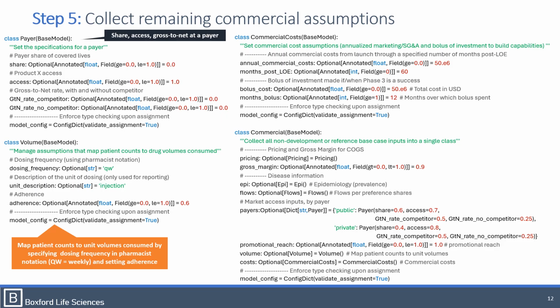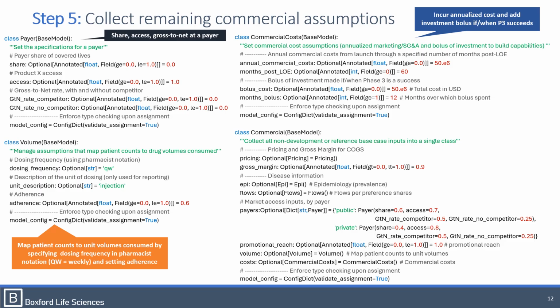By default, we assume that there's 1 unit of drug per every dose. We could also do linear pricing where we have units per dose being the milligrams of loading in each injection or each pill, and use our pricing in terms of milligrams of the drug if we wanted. We also set adherence here. In commercial costs, we set the annual cost that we're going to accrue starting from approval, and we specify how many months after LOE this accruing of a commercial cost is going to continue.